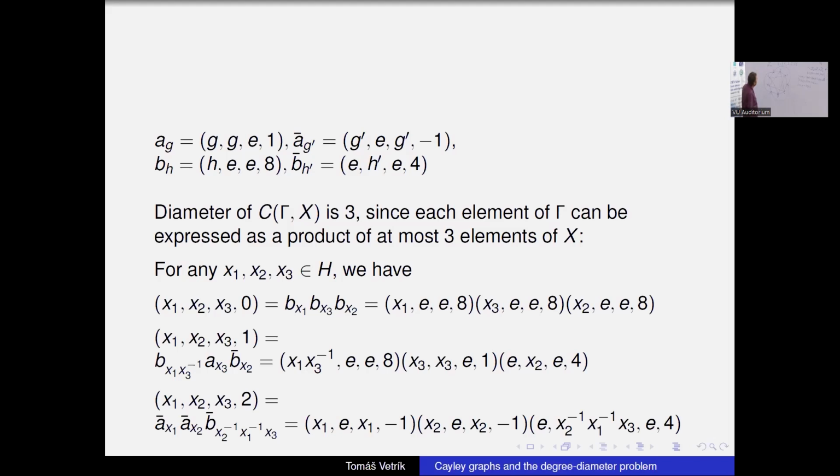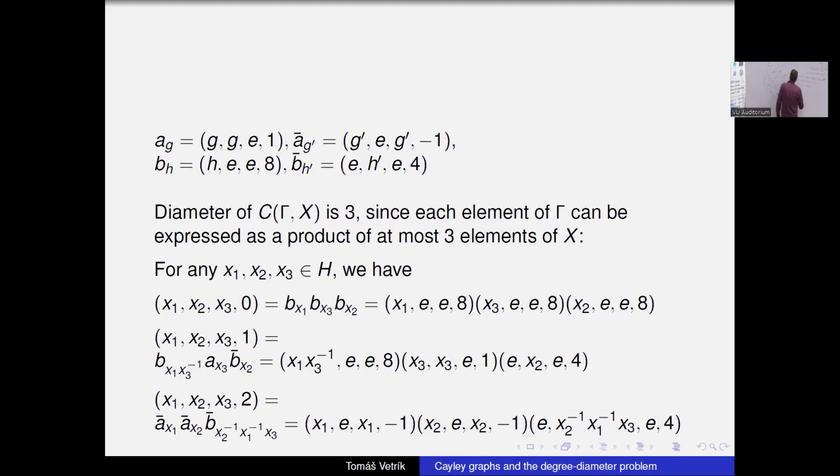Okay, so which vertex is of distance 3 from 0? Is there any vertex which is of distance 3? It looks like no, it looks like the diameter is 2. So let's just double check it.